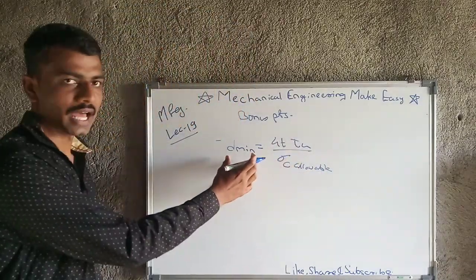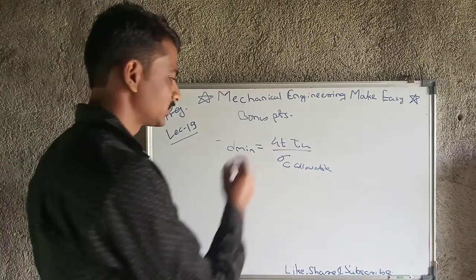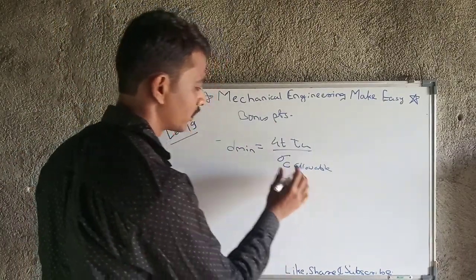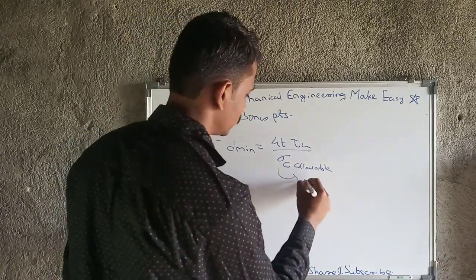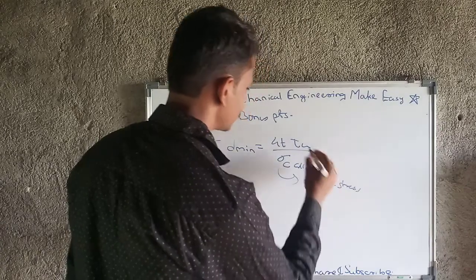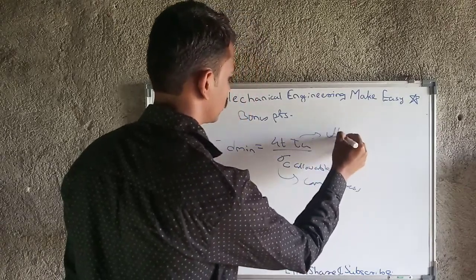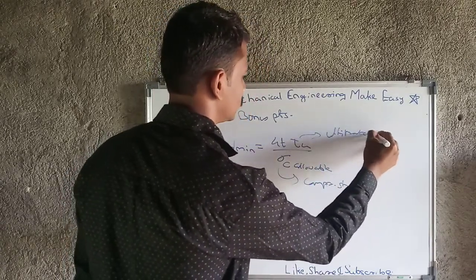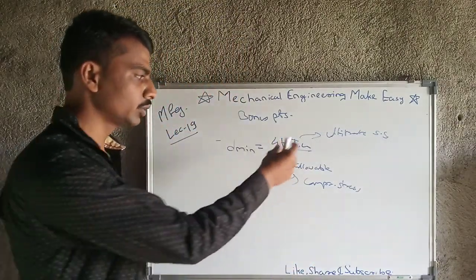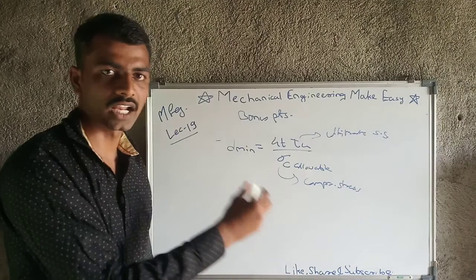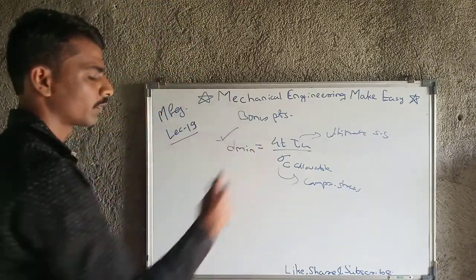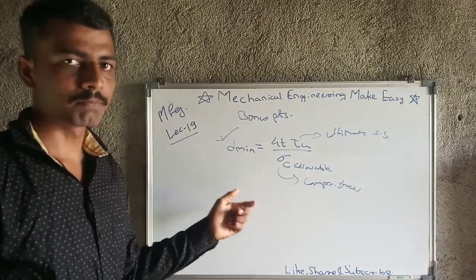The minimum diameter that can be punched is 4 t τu upon σc, where σc is the allowable compressive stress and τu is the ultimate shear stress. So it is 4 times the thickness of sheet into ultimate shear stress divided by allowable compressive stress. This will give us the value of the minimum diameter that we can punch.